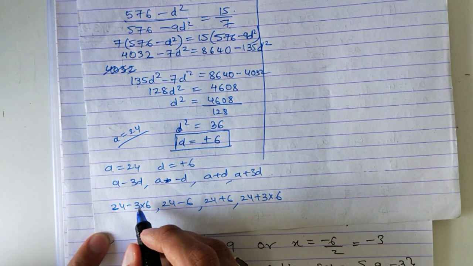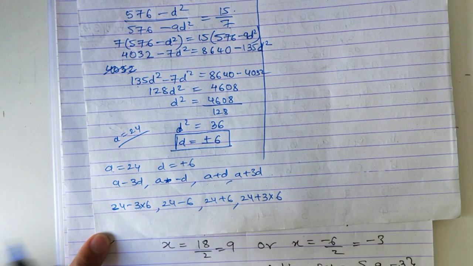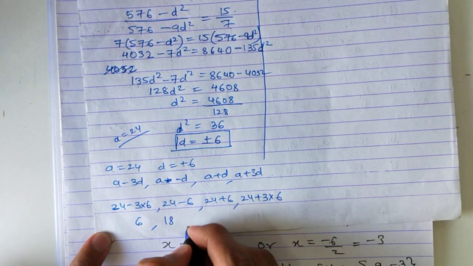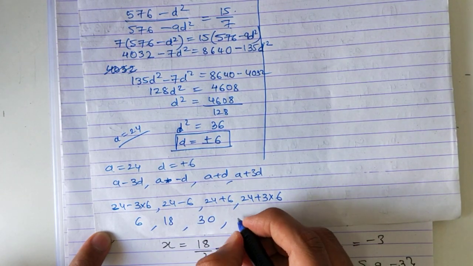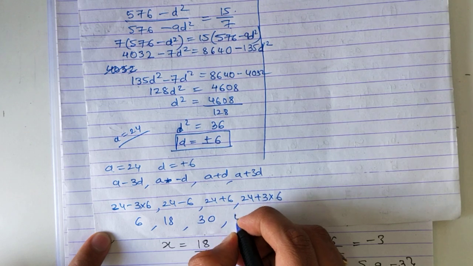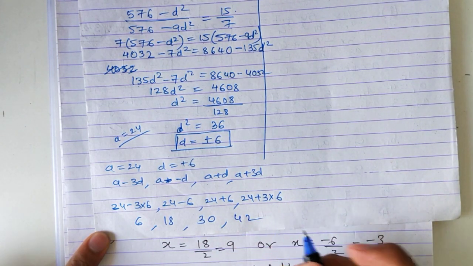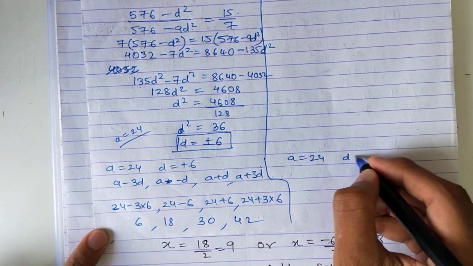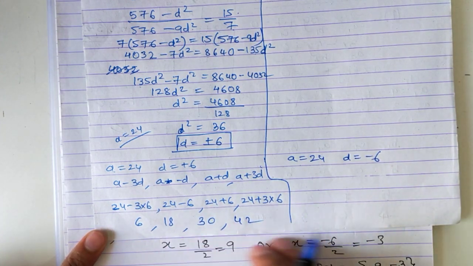So 24 minus 18 will give me 6. 24 minus 6 is 18. 24 plus 6 is 30. And 24 plus 18 is 42. So these are the four numbers. But one more thing. If I take a as 24 and d as minus 6, so what will happen? I'll get the same numbers, but in reverse order.